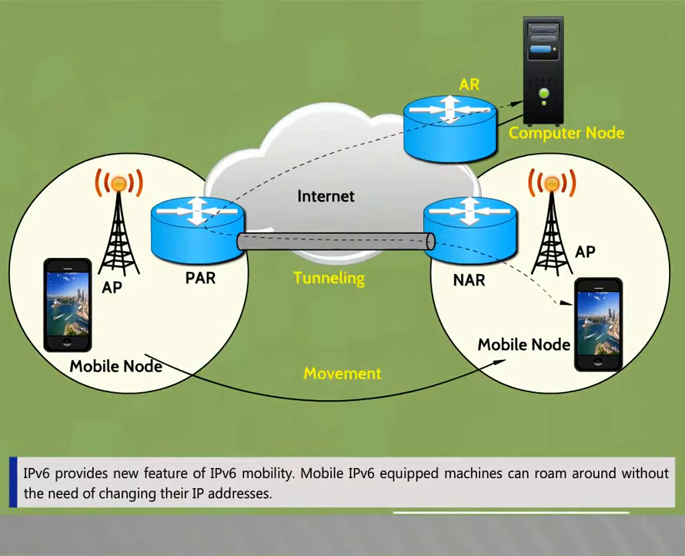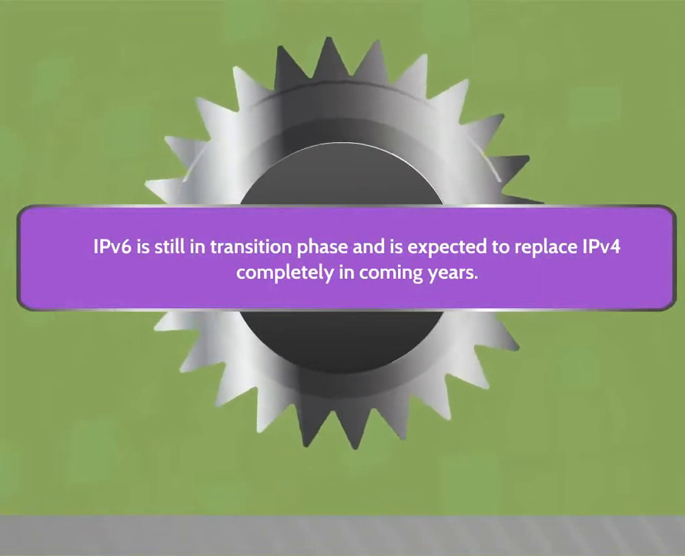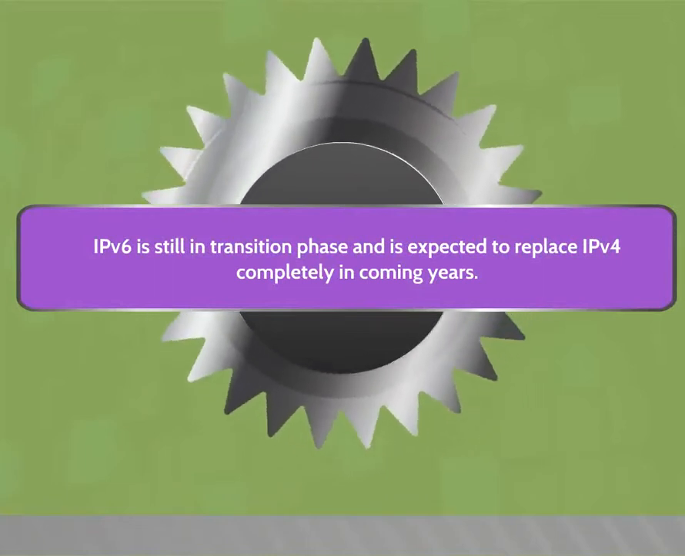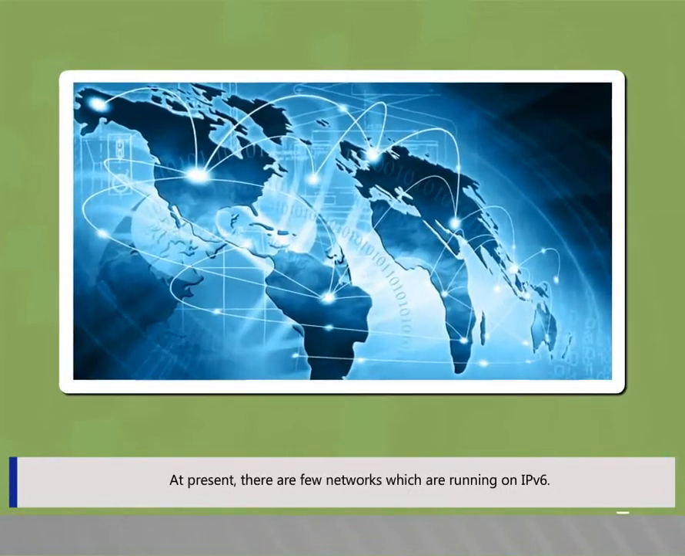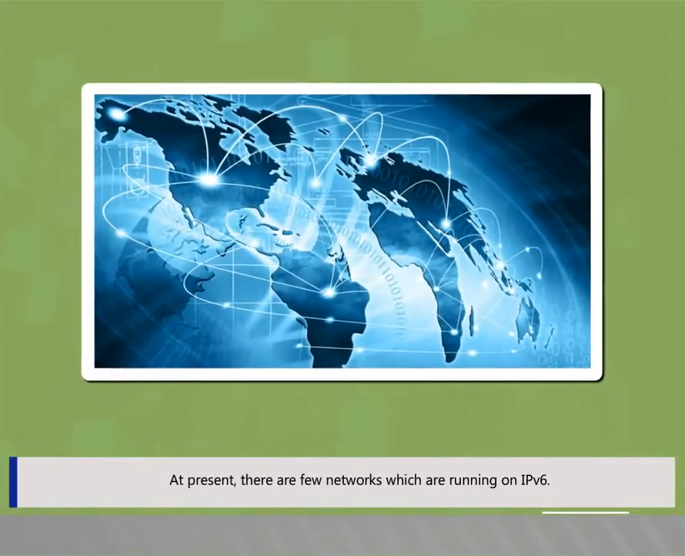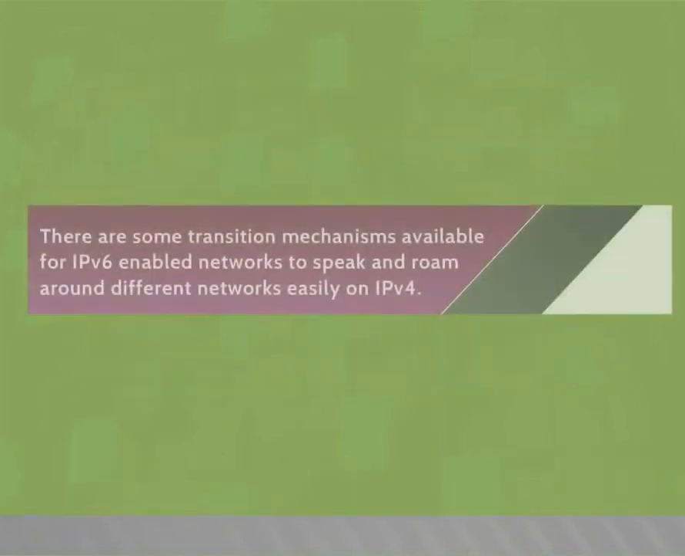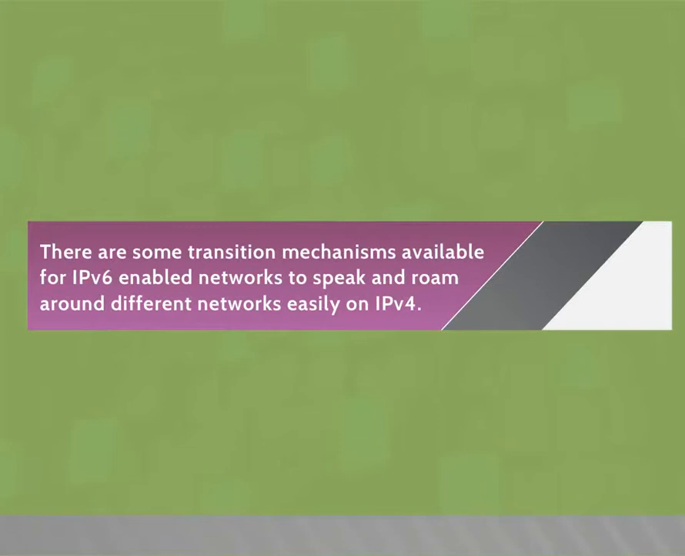IPv6 provides a new feature of IPv6 mobility. Mobile IPv6 equipped machines can roam around without the need of changing their IP addresses. IPv6 is still in transition phase and is expected to replace IPv4 completely in coming years. At present, there are few networks which are running on IPv6. There are some transition mechanisms available for IPv6 enabled networks to speak and roam around different networks easily on IPv4.